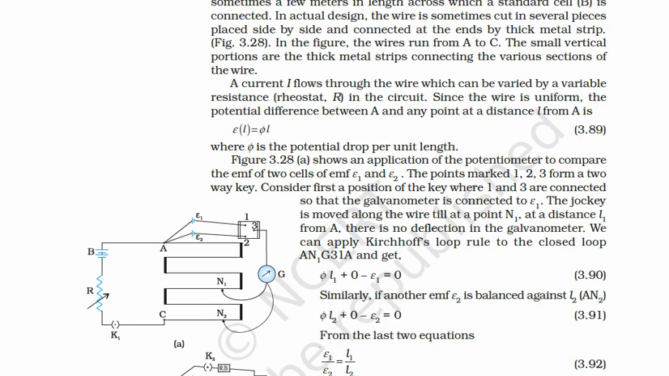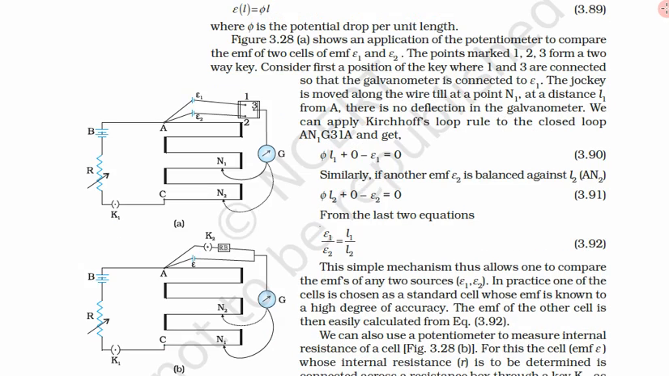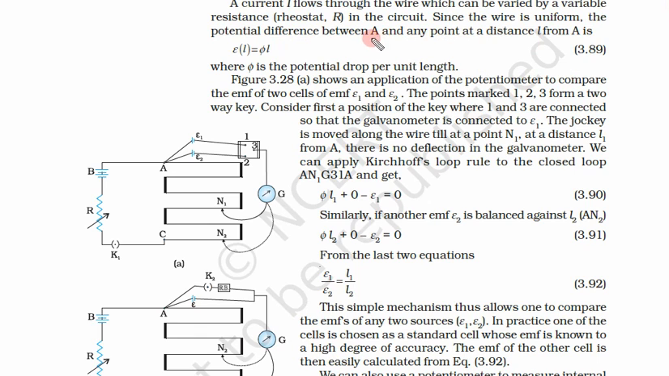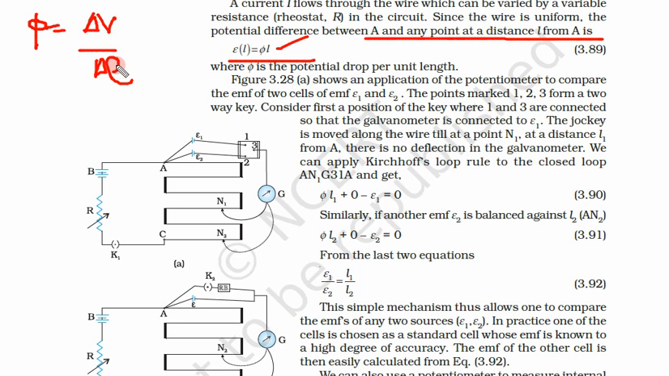Now let us see this figure. So now we have understood the potential drop at any point which is at L distance from A. The potential drop or potential difference is simply the potential gradient into the length, where phi is the potential drop per unit length, or it is called the potential gradient. So the potential gradient is simply the potential drop, that means delta V upon delta L.